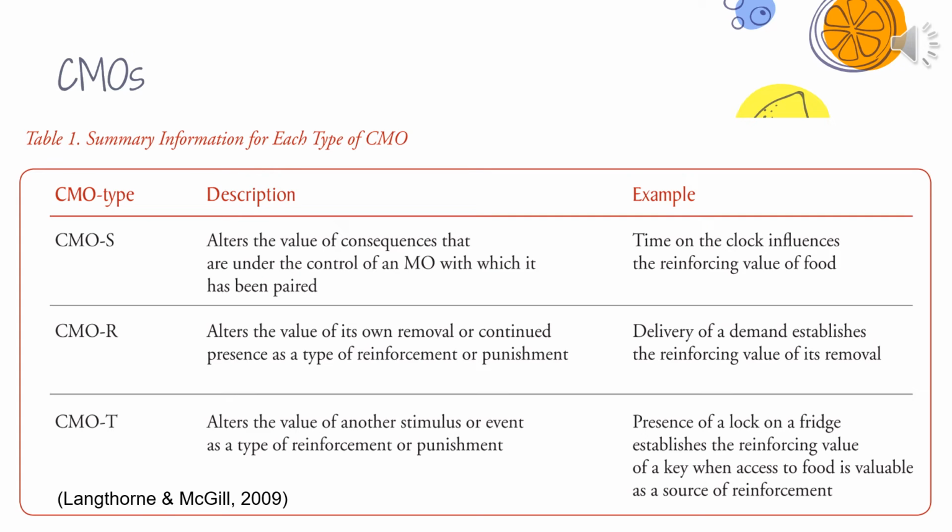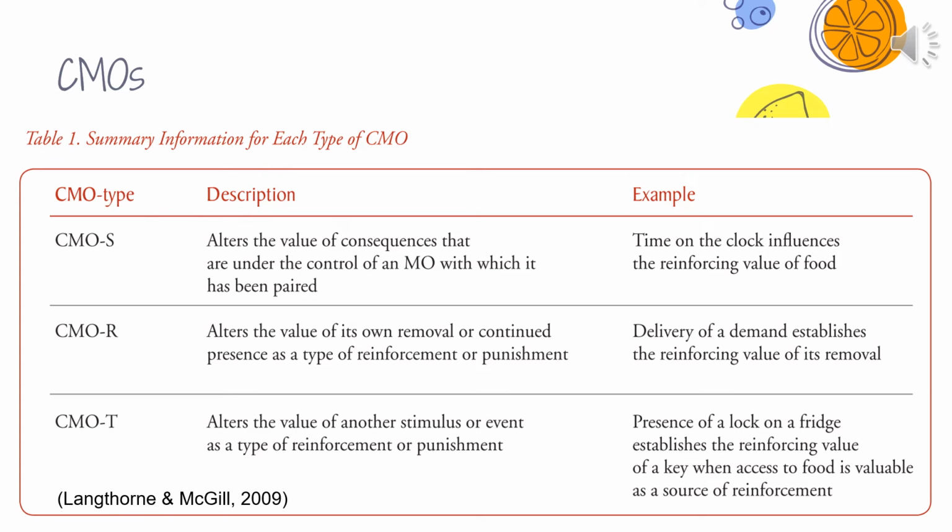A CMO-R alters the value of its own removal or continued presence as a type of reinforcement or punishment. The delivery of a demand establishes the reinforcing value of its removal. Warning stimuli are often CMO-Rs.